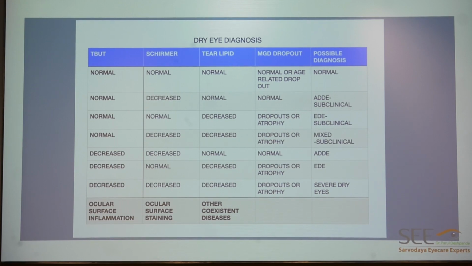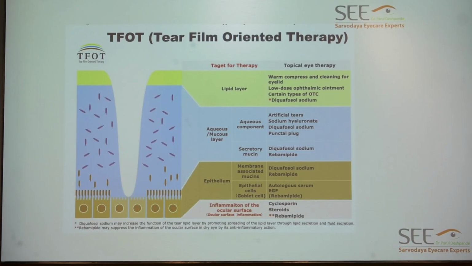This is just a small table where I've tried to divide the types of dry eyes. So if you have a tear breakup which is normal, but you have all the other tests which are positive, like Schirmer's or tear lipid or MGD dropout, it's a subclinical case of dry eyes. And if you have a tear breakup which is affected, with Schirmer's which is affected, you know it's an aqueous deficient. If it is a MGD case, you have a lipid which is abnormal, or you have a MGD dropout, then it is an evaporative type of dry eyes. And when everything is affected, you know it's a case of severe dry eyes.